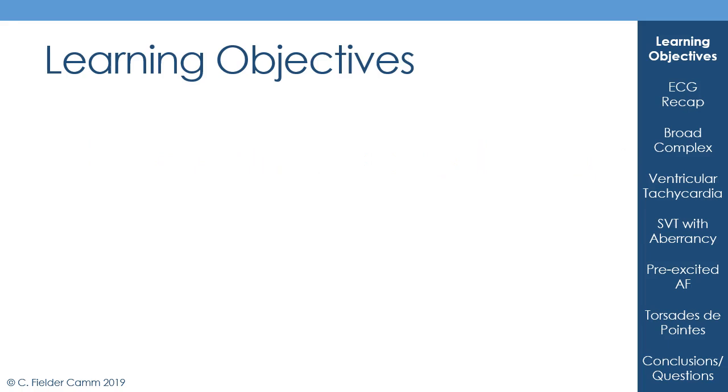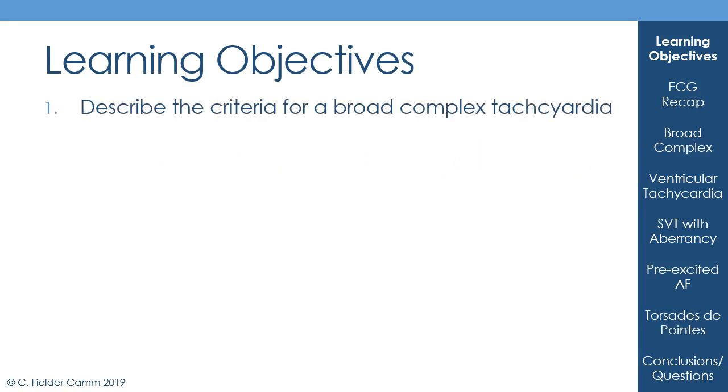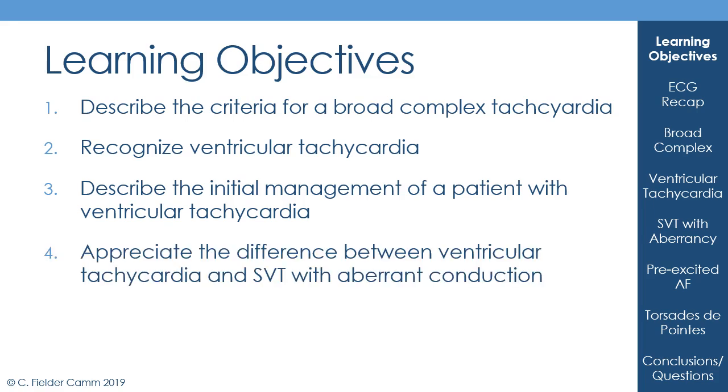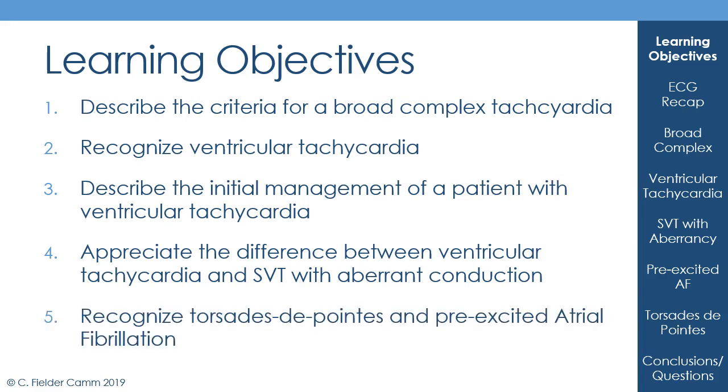So here are our learning objectives for this lecture. One is to be able to describe the criteria for what defines a broad complex tachycardia. Two is to be able to recognize ventricular tachycardia, and we'll talk about that in a bit more detail. Three is to describe the initial management for a patient with ventricular tachycardia. Four would be to appreciate the difference between ventricular tachycardia and a supraventricular tachycardia with some form of aberrant or abnormal conduction. And five would be able to recognize torsade de pointes and pre-excited atrial fibrillation as forms of broad complex tachycardia.